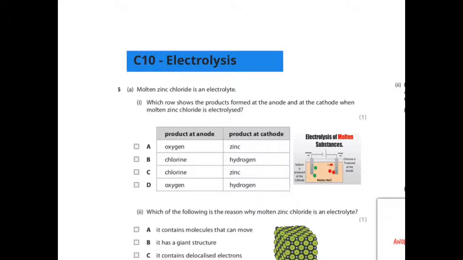We know oxygen isn't an issue here because it's melted zinc chloride. It's not in solution. There's nothing else there. There's only zinc and chlorine to separate. So it's going to be one of these two. And zinc is produced at the cathode. We know it can't be hydrogen because it's not in solution. It's just melted. So it has to be this one.